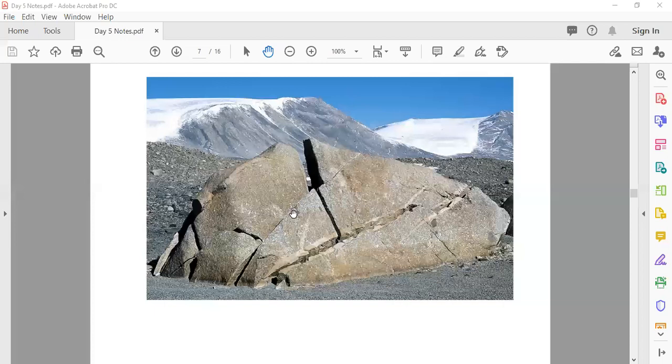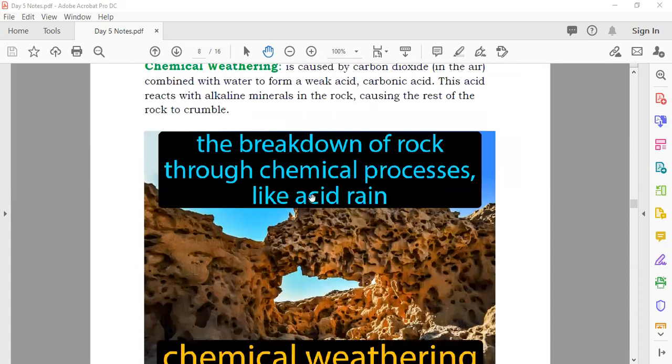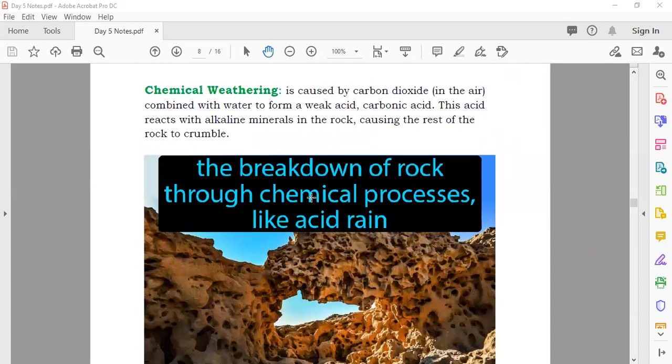You can see here, this is a real diagram. If you go to a hill area, you can find rocks broken like this. It's due to physical weathering. After that, you have chemical weathering. Chemical weathering means some chemicals are responsible for breaking down the rocks. You can see the holes here like this. Mostly they are formed due to acid rain.